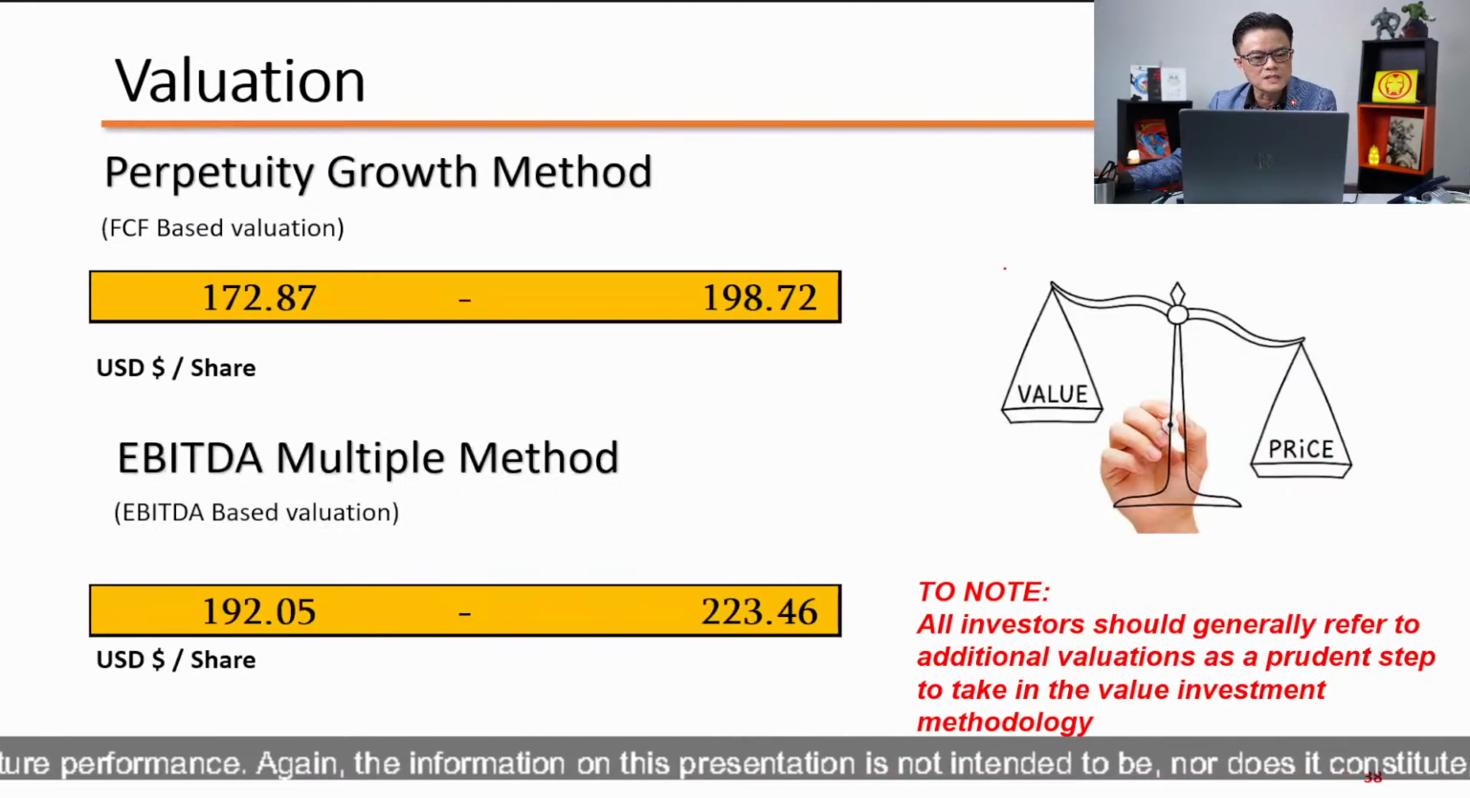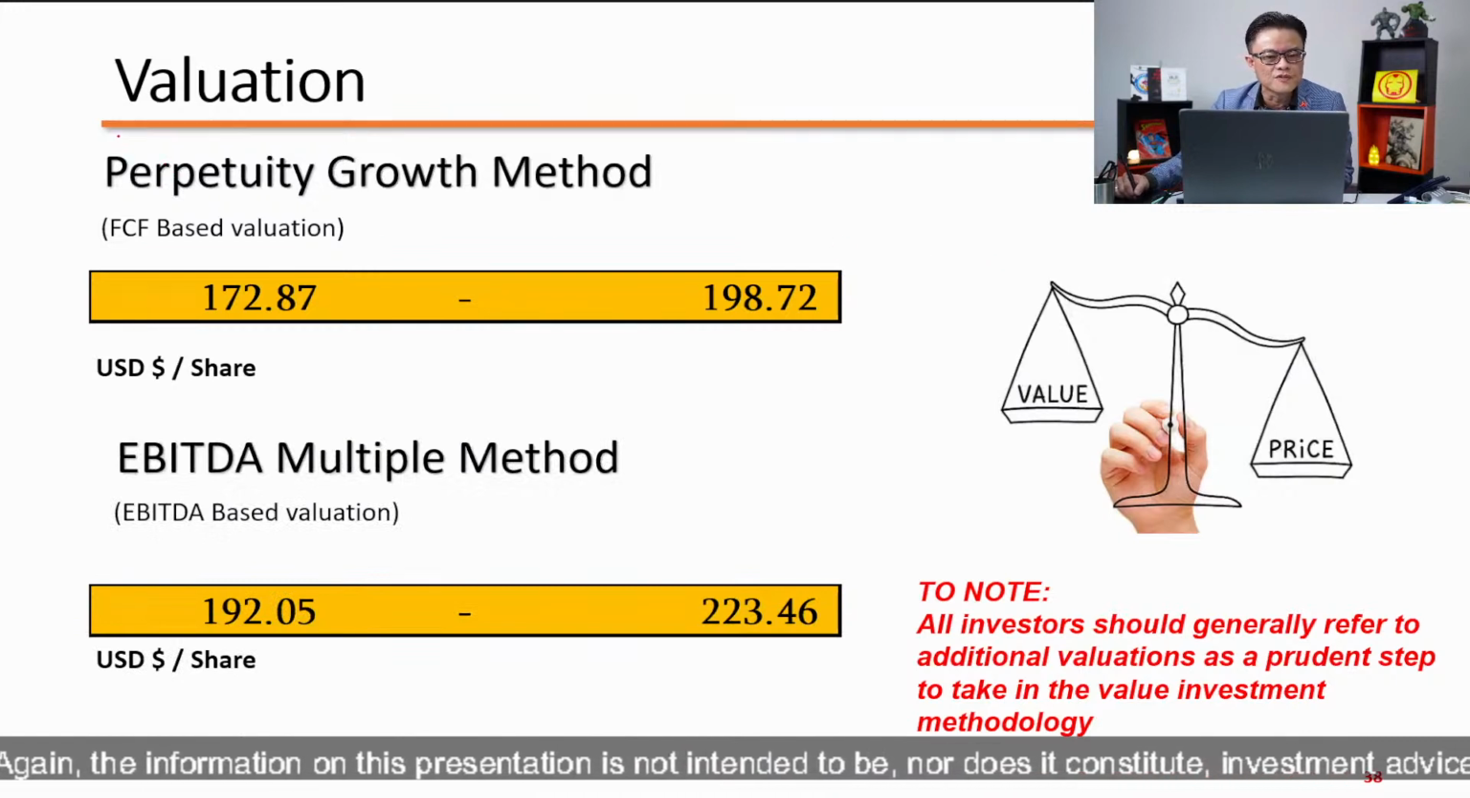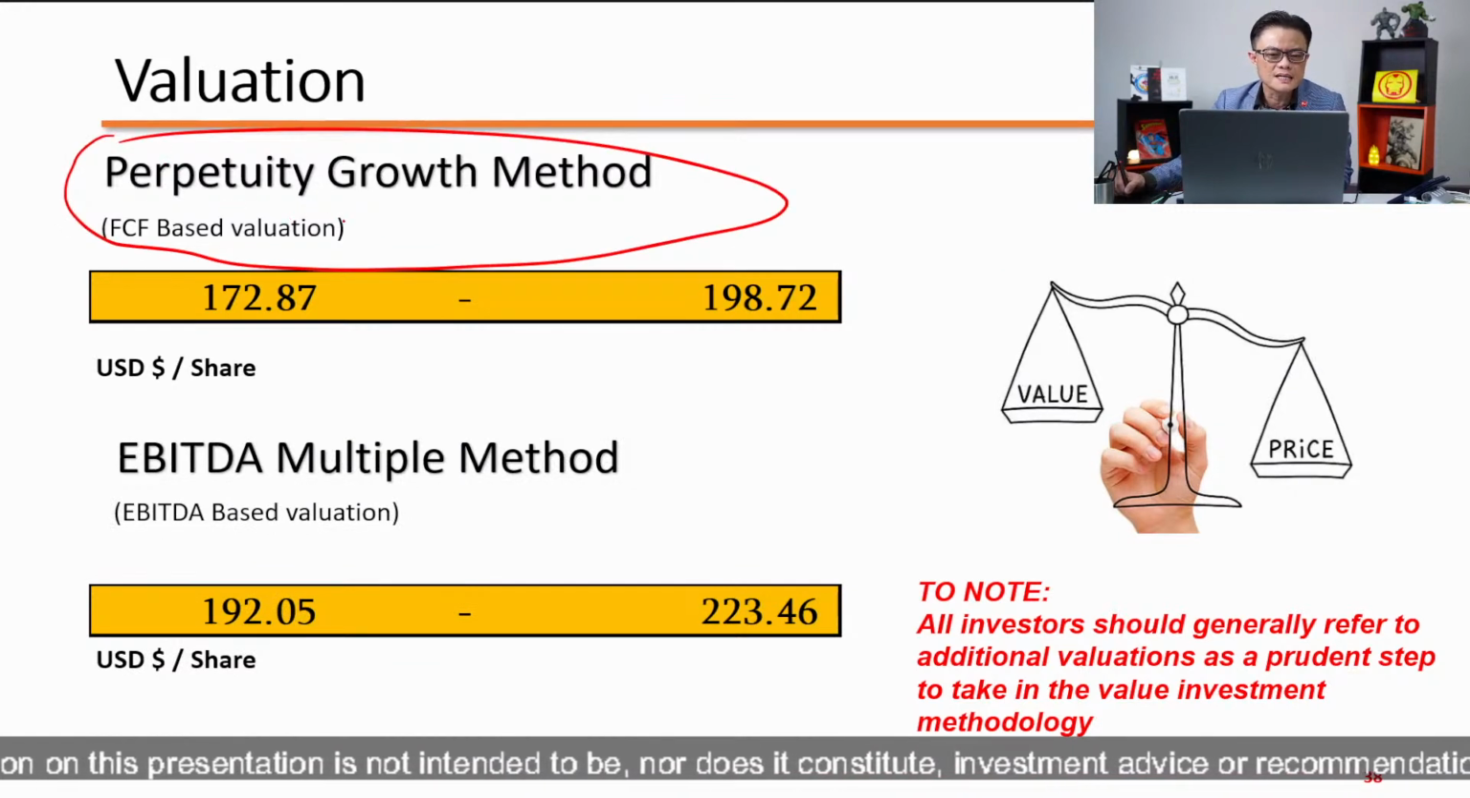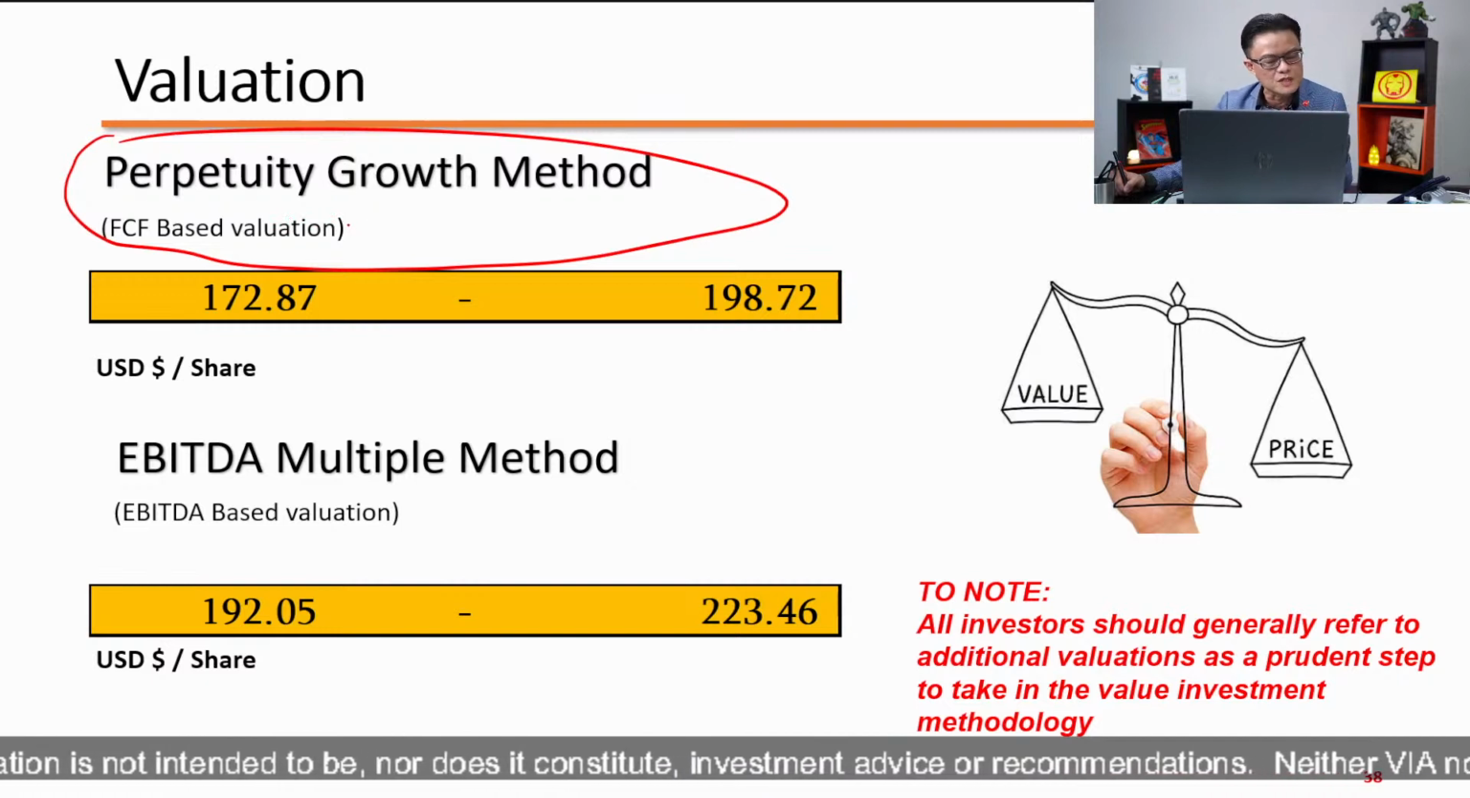And of course, the second one that Reina used is the perpetuity growth method. She used an assumption of 5 years. It's a bit complex, so we will not go into the nitty-gritty, but this is based on free cash flow.